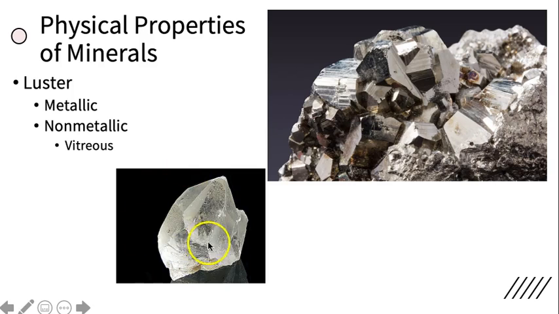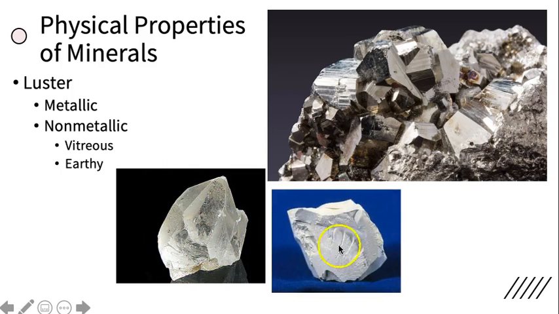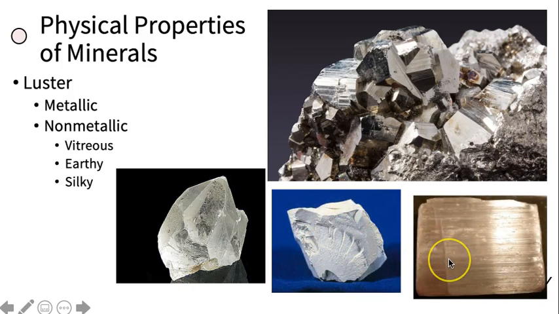This photograph here is an example of a mineral with vitreous luster. Here we have one with earthy luster, and another with silky luster. And again, these three are non-metallic, while this one is metallic because it reflects light in a way that it looks like a metal.